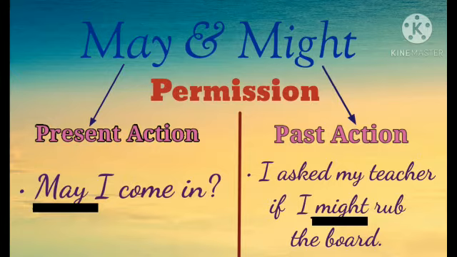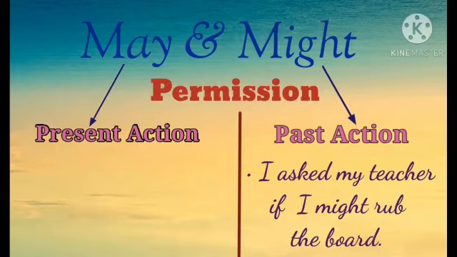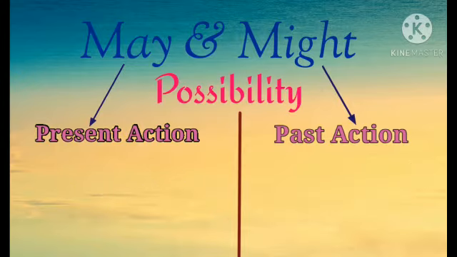In the second sentence, you see asked is there, so we can clearly understand that it is in past tense. So for this, the modal verb might is used. If I might rub the board, we did not use may here. We used might. Clear? Now we also use may and might to express possibility.